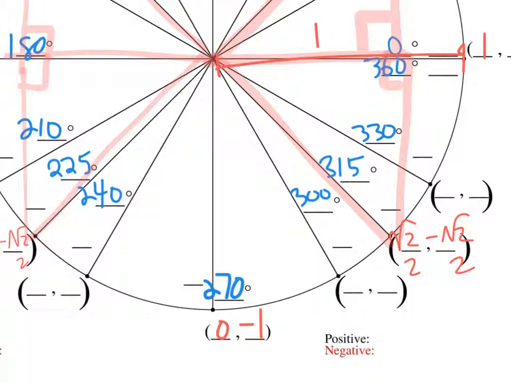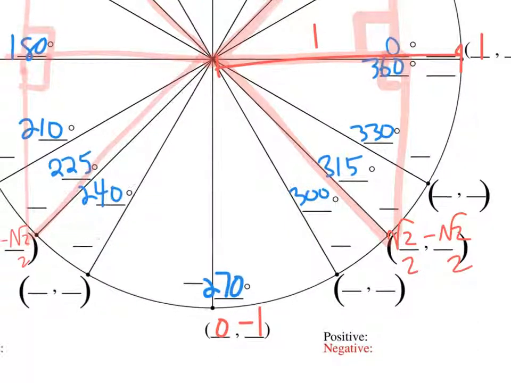All right, so the 45s are easy because they're all square root 2 over 2s. And all you have to do is figure out, is it a positive x? Is it a negative x? Is it a positive y or negative y? All right, now the hardest one. The 30, 60, 90.